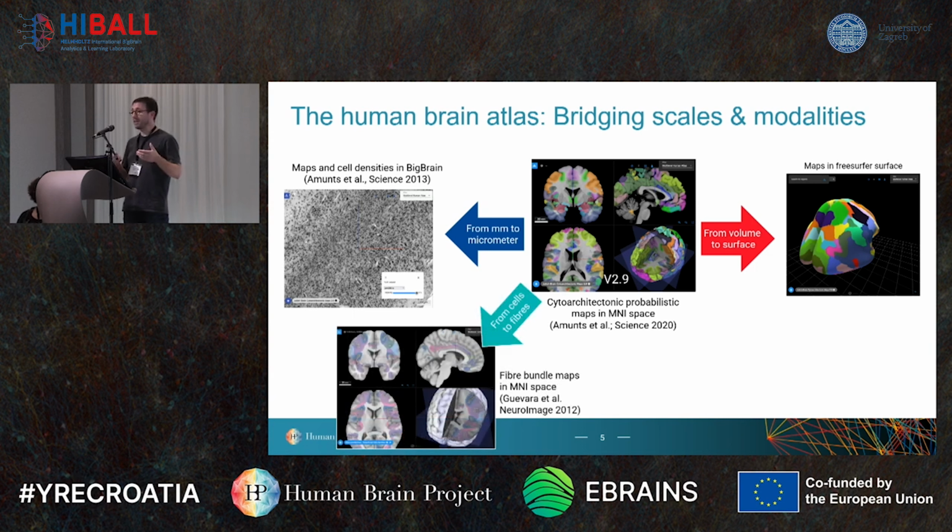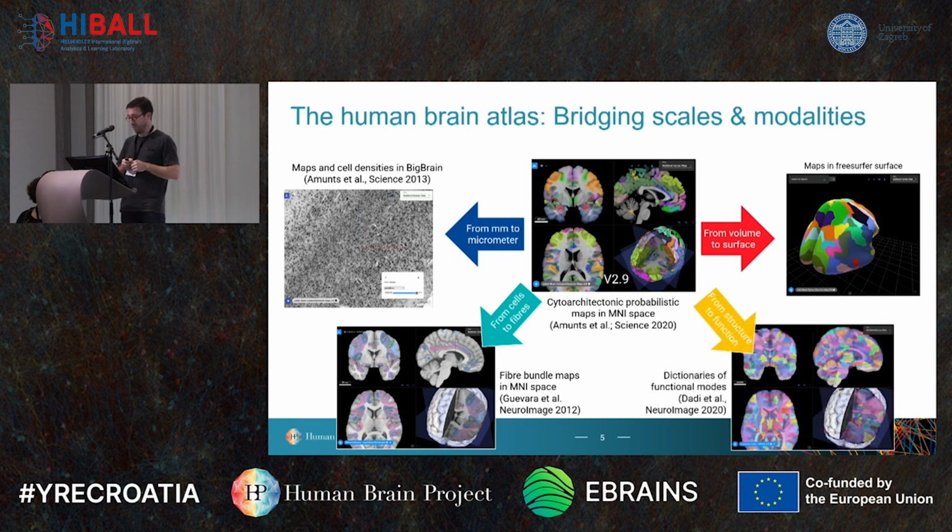But cytoarchitecture is, of course, not the only principle of brain organization. So the atlas also supports maps of fiber bundles, which you see here on the bottom left from the lab of Jean-François Mangin, who is here and will be speaking next. And functional maps. Here we have an atlas of functional modes from the lab of Bertrand Thirion in Paris.